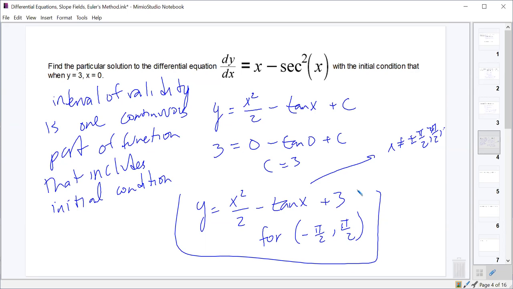So we need a constant of positive 3 on this specific interval. Anywhere outside of this interval, it doesn't matter what the constant is, as long as it's x squared over 2 minus tangent x plus or minus something. Right, we still get this as our derivative. And as long as on this interval the constant is 3, we still have this as our derivative, and it goes through this point. Good or no?